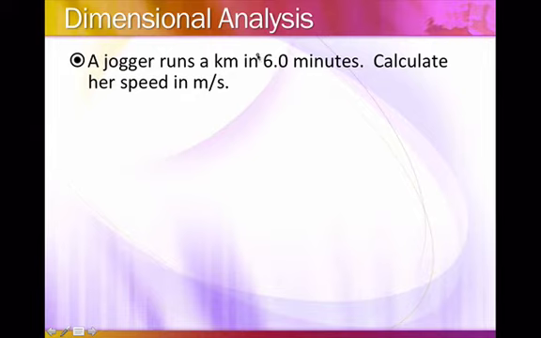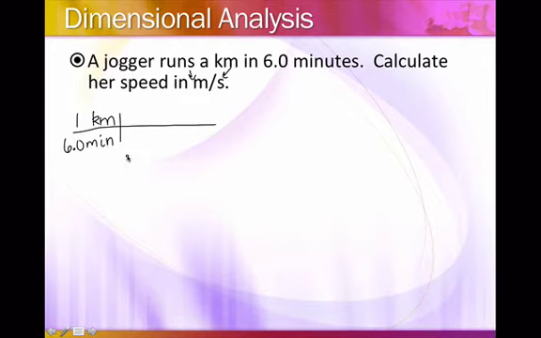What I'm going to do is I'm going to use this information to set up my original or my beginning value here. I know that the jogger runs a kilometer. A kilometer is 1 kilometer. And she runs that kilometer in 6 minutes. I set it up with kilometers on top and minutes on the bottom because I need meters on top and seconds on the bottom when I'm finished. So distance over time, distance over time.